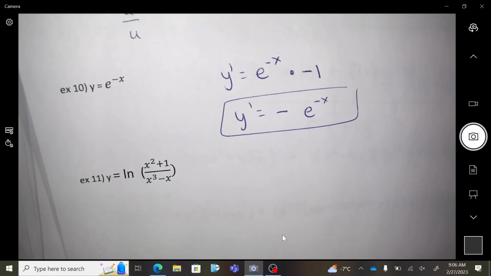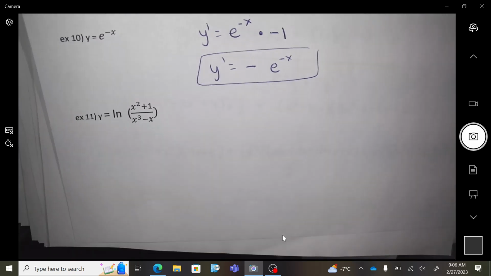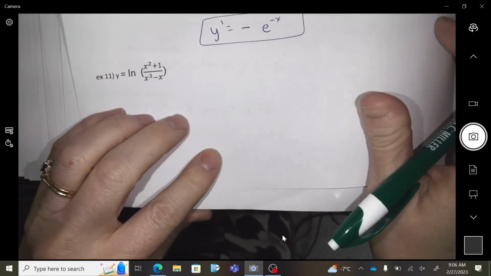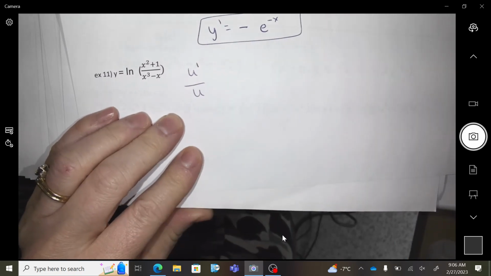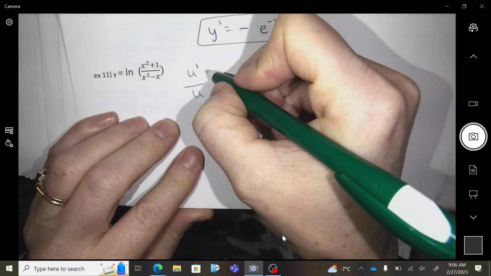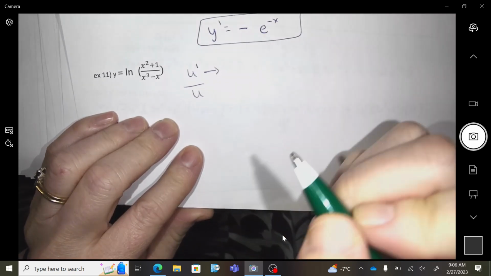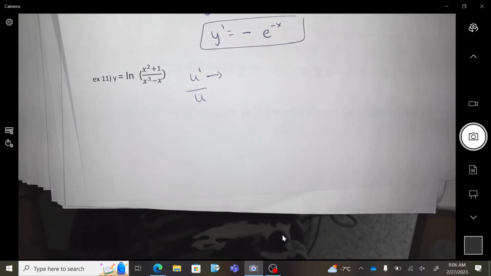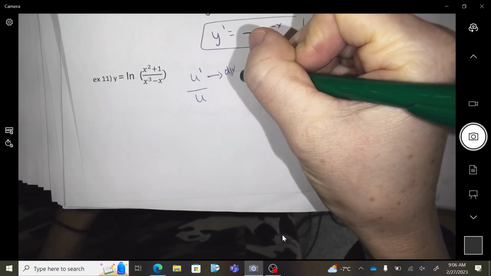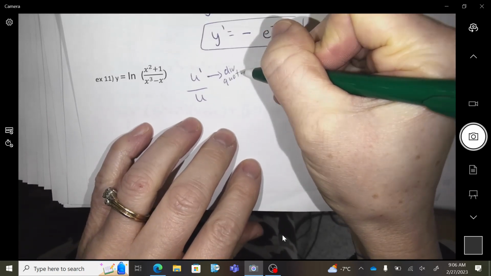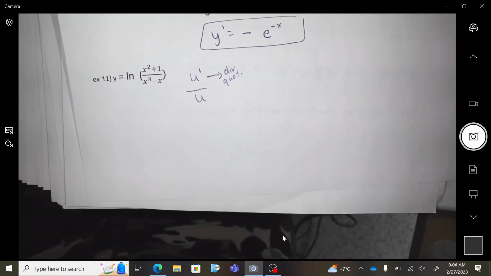Number 11. That one is actually a little bit more challenging. Okay, what happens when we're going to do this u prime? We have to do a bunch of different things within the u prime. So we have to do a division, a quotient rule. Okay, so quotient rule, here we go.